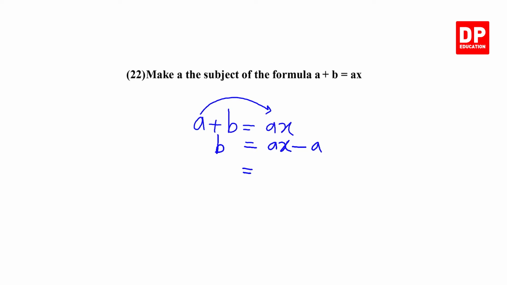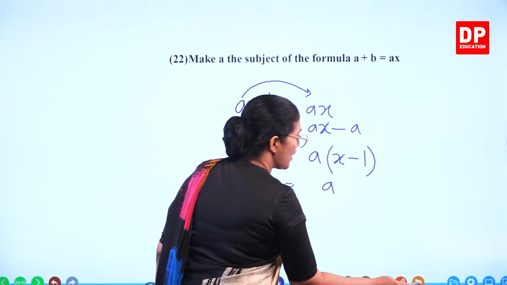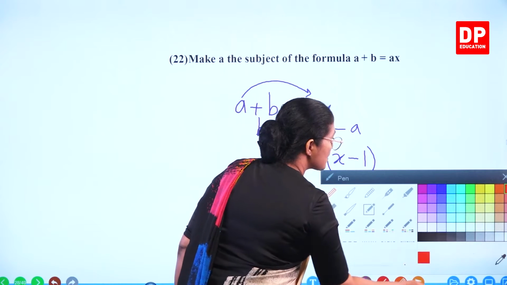Now you can take A out from this. When you take A out, you get x minus 1. Then how do you make A the subject? You can divide by x minus 1. So A equals B over x minus 1. So you get 2 marks.